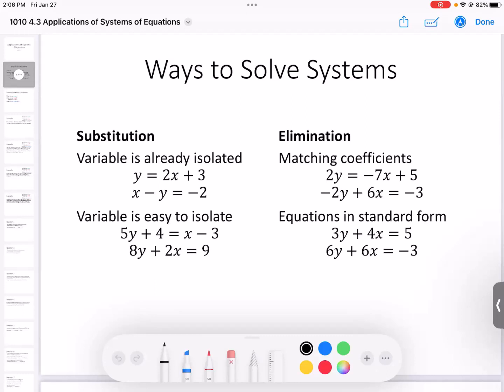So as a review, substitution is where you get a variable by itself and then you substitute what it's equal to in for the other variable. Elimination is the one where you add the equations together to eliminate one of the variables. And sometimes you have to multiply by something, like you'd have to multiply by -2 to be able to eliminate the x's or the y's.